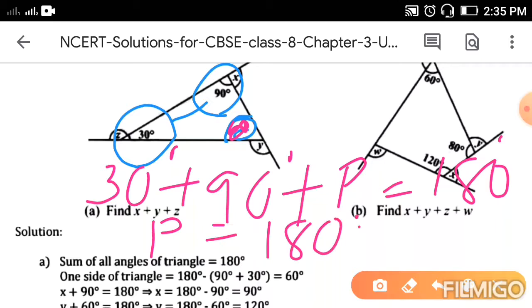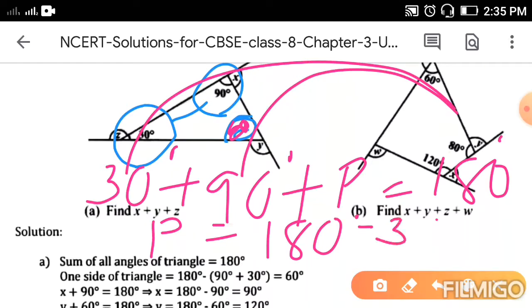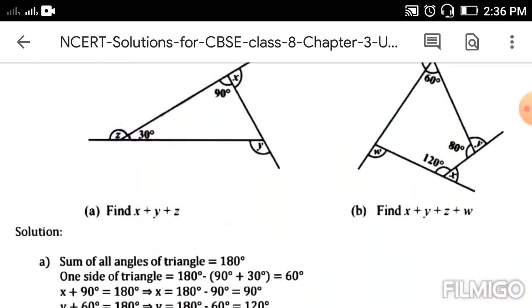You want the value of P. 180 shift to the right side, minus 30 minus 90. So 180 minus 30 is 150. 150 minus 90, you will get 60. Okay, so the measurement of this third angle is 60. You can write here 60 degrees.